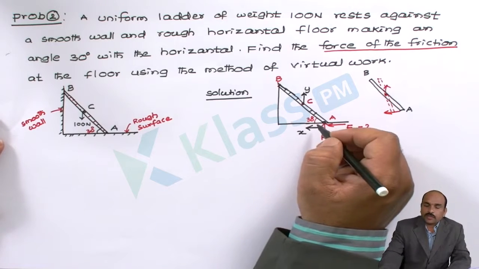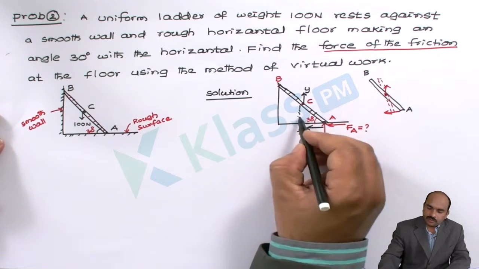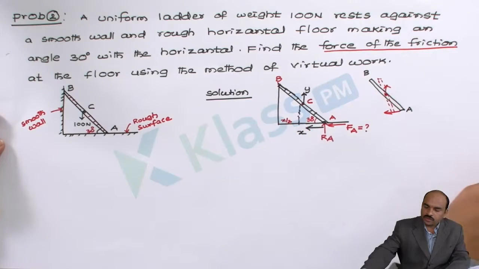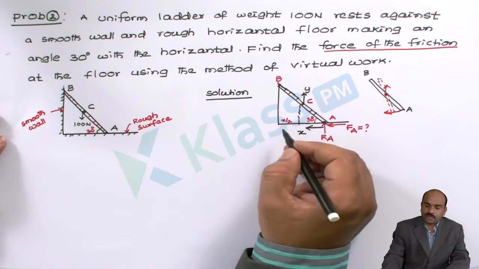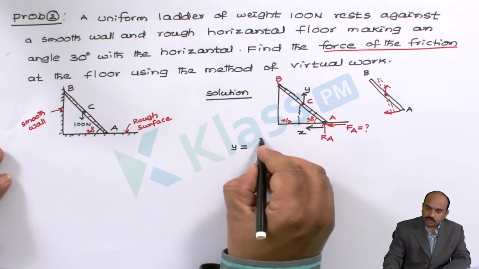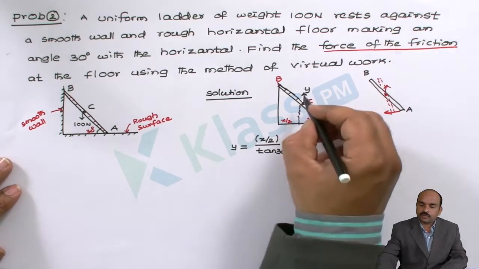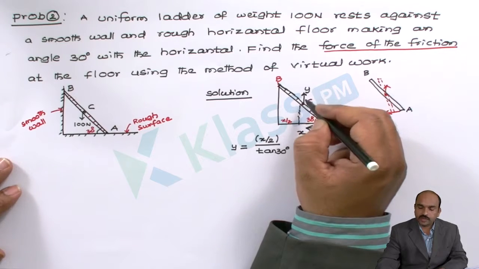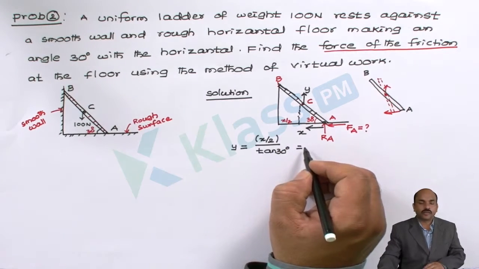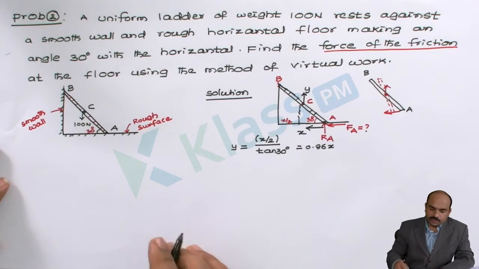So we have to write the equation using the principle of virtual work. In the problem, it is given that point C is the midpoint. This distance is x by 2, half of the distance, and the remaining part is also x by 2, taking the total length as x. So up to the midpoint it will be half of the displacement. From this, y equals x by 2 divided by tan 30 degrees, which means the displacement y along the upward direction can be written as x by 2 divided by tan 30. From this we get its value as 0.86 times x.